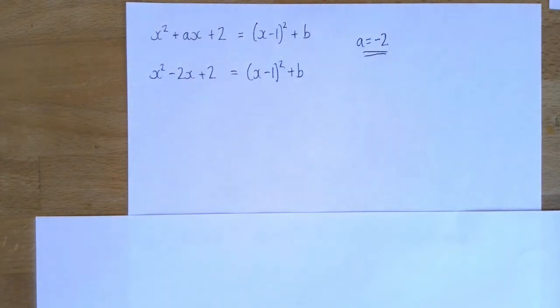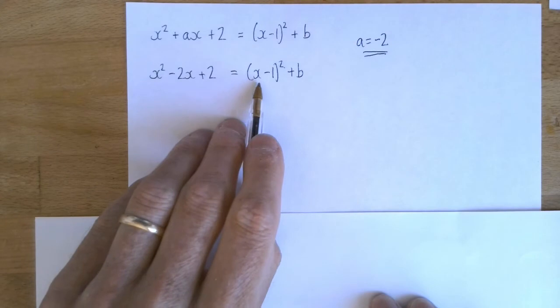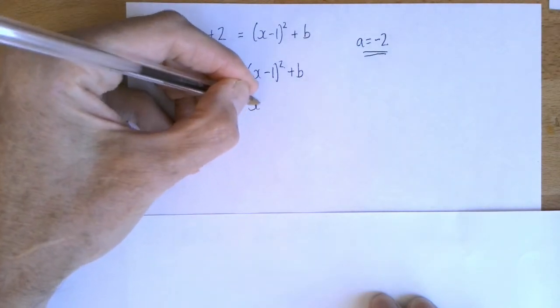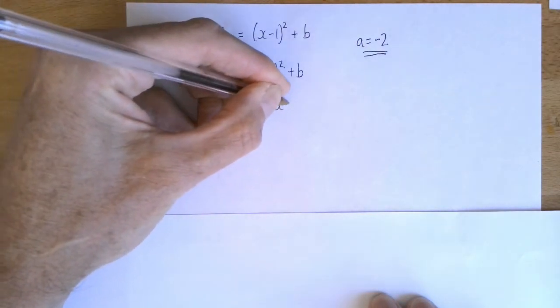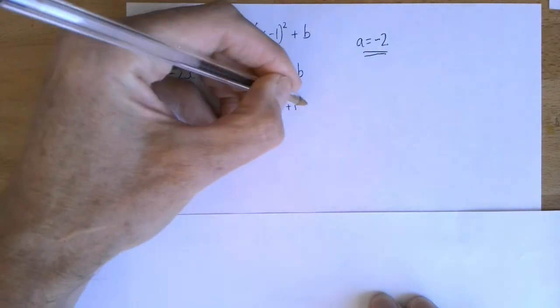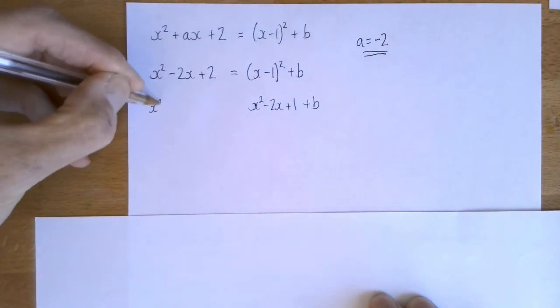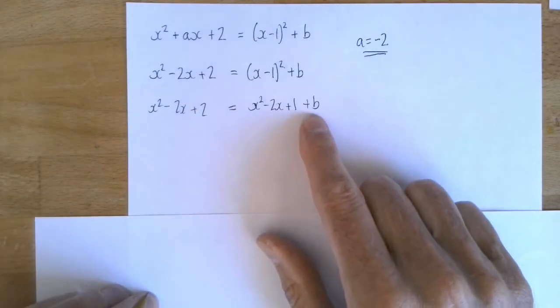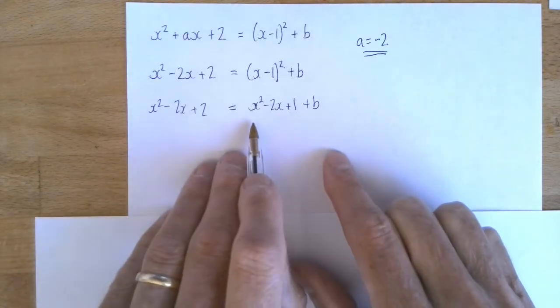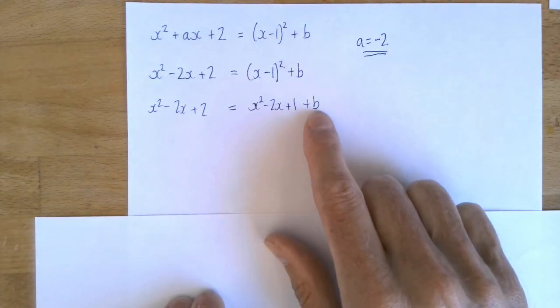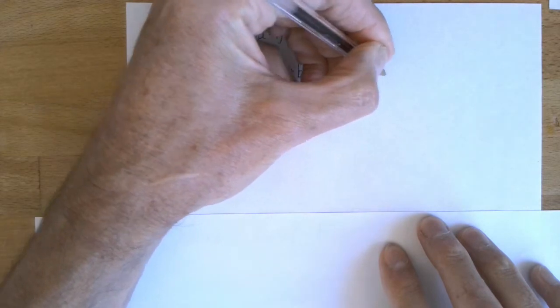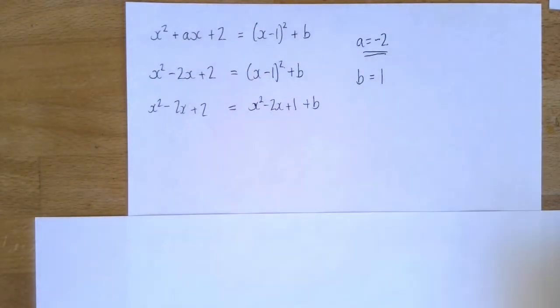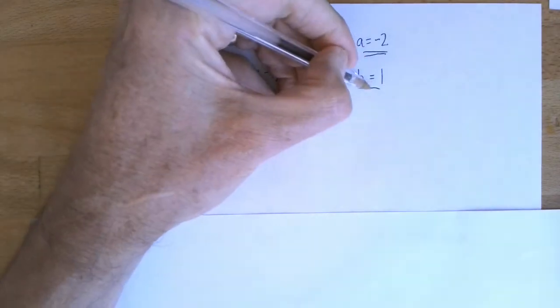Now it's pretty straightforward, isn't it? Because I know that this would give me, if I gridded it out, x squared minus 2x plus 1. And that means that B has to be 1. If this side is going to equal this side, B has to equal 1. And we finished that first example. Let's have a go at a second one.